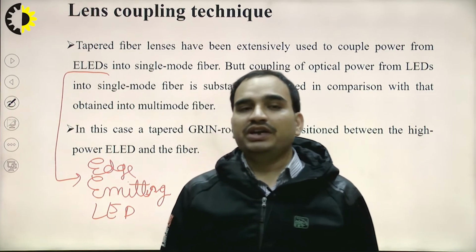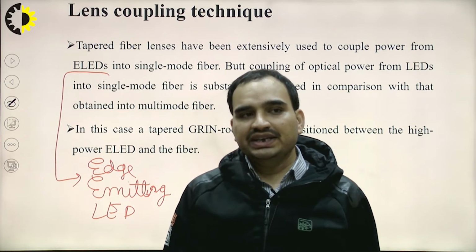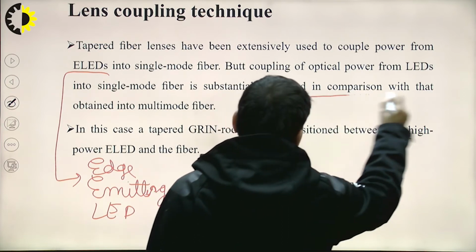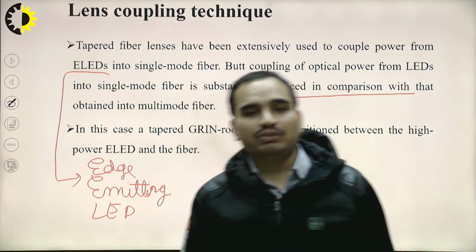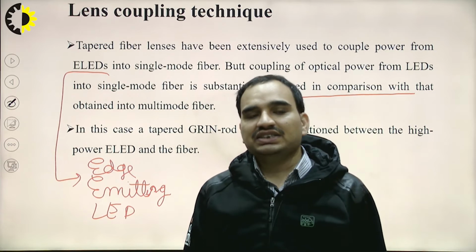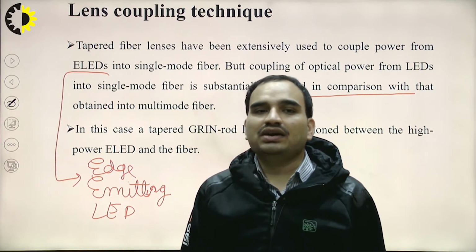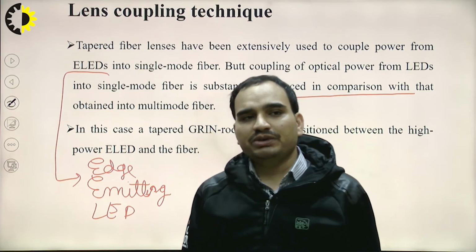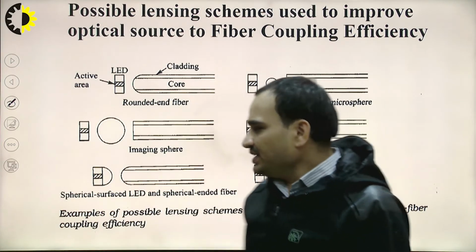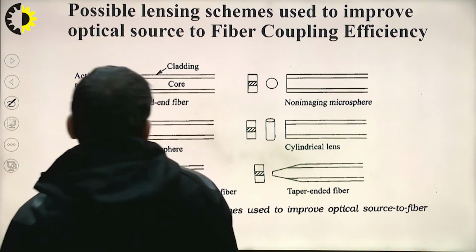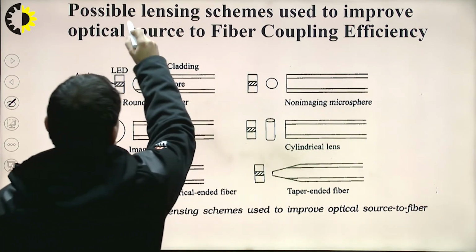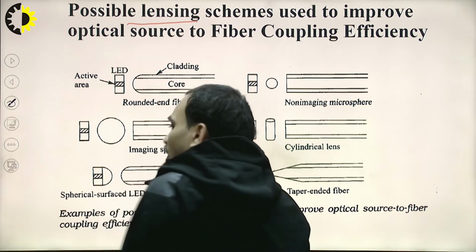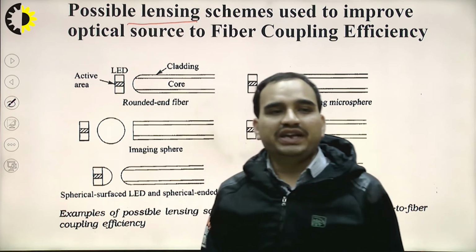as we have discussed in the previous lecture as well, into a single mode fiber. The butt coupling of optical power from LEDs into the single mode fiber is substantially reduced in comparison with that obtained with a multi-mode fiber. So in this case, the tapered graded rod lens was positioned between the high power ELED and the fiber. So let's discuss the different techniques possible with the help of the lens, the possible lensing schemes used to improve the optical source to fiber coupling efficiency.